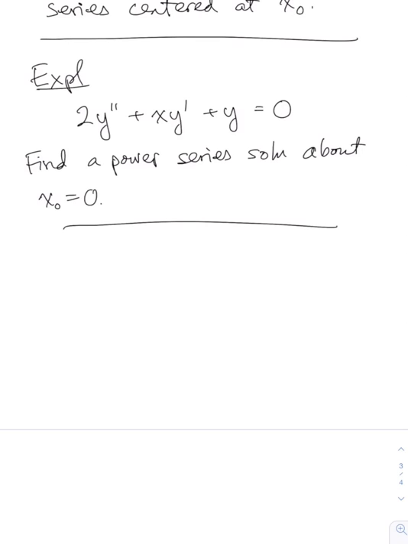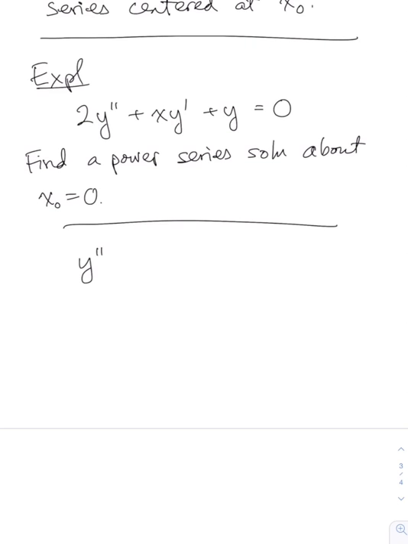But I think it's always a good idea to check. Books can make mistakes. Teachers can make mistakes. It could be that this problem is not answerable. If 0 were a singular point, then we can't proceed with what we have learned so far. So let's check, before we find the solution, that 0 is in fact an ordinary point. So I write this differential equation in standard form, dividing everything by 2.